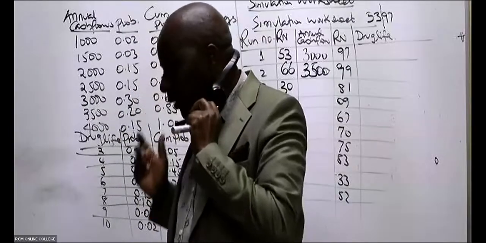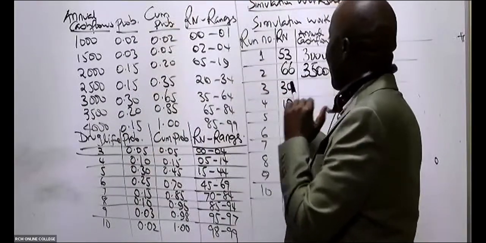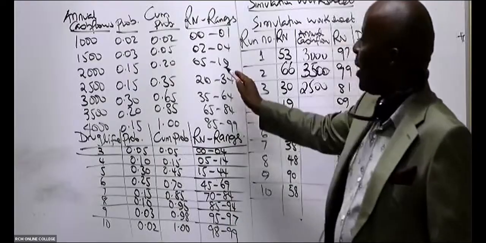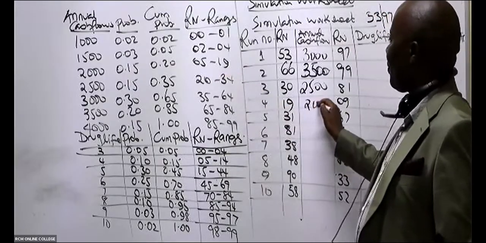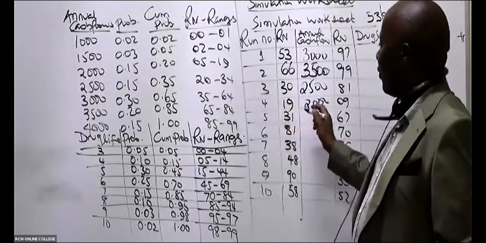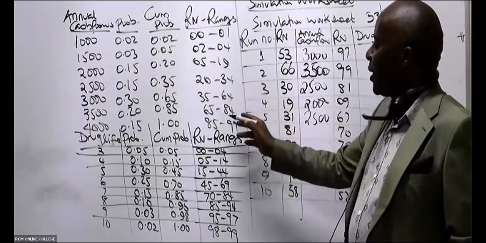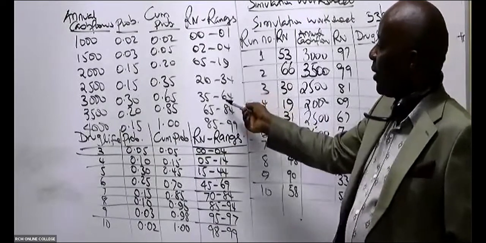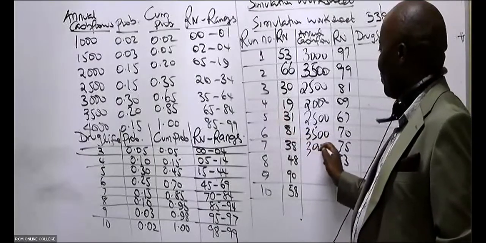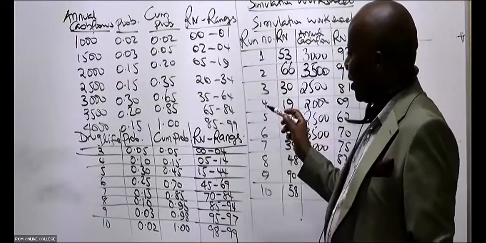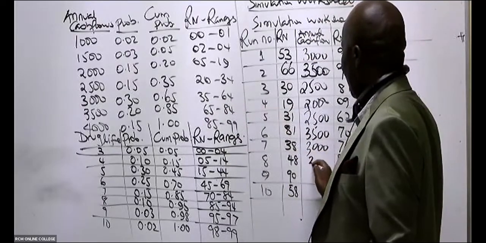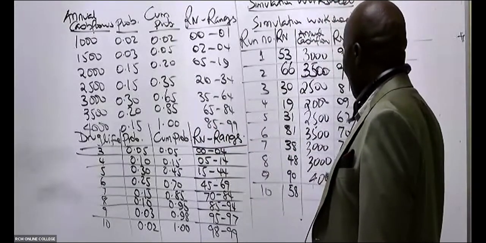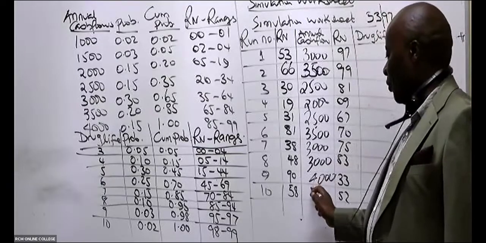So have they finished those figures? Yes. So for the cash flows, when it's 30, 30 is here, 2,500. When it's 19, 19 is here, 2,000. 31, 31 is here, 2,500. 81, 81 is here, 3,500. 38, 38 is here, 3,000. 48, 48 is here, 3,000. 90, 90 is here, 4,000. And then 58, 3,000. Thank you very much.